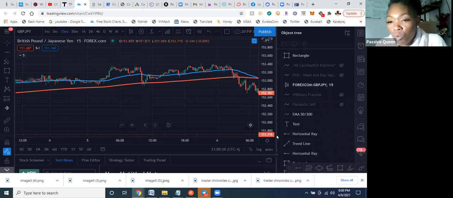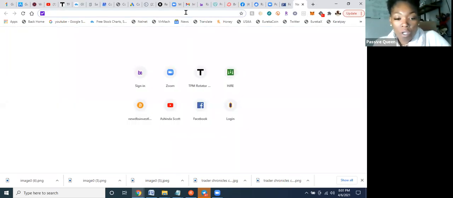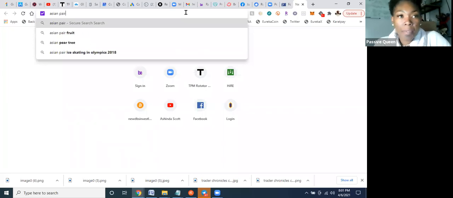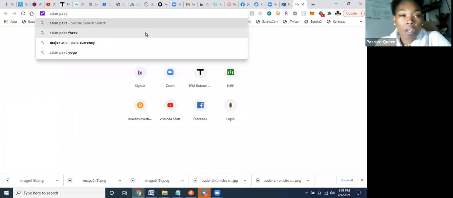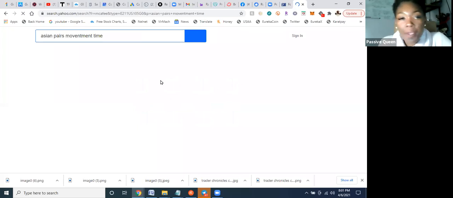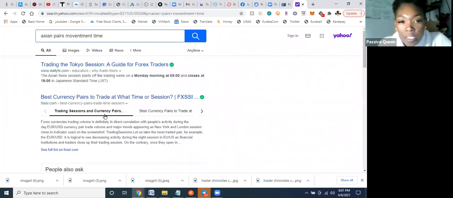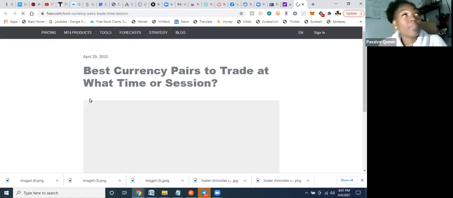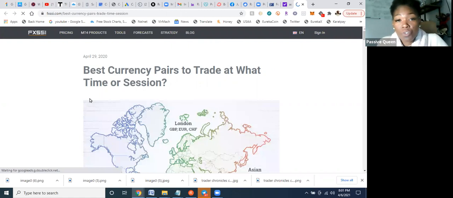If y'all don't know which pairs, hold on. If you don't know Asian pairs, I have it, guys. I just want to show y'all. Y'all could Google anything. It'll show you the pairs that move the most. See, best currency pairs to trade at what time or session. I have it, but it's in here, so I just want to show you guys something.